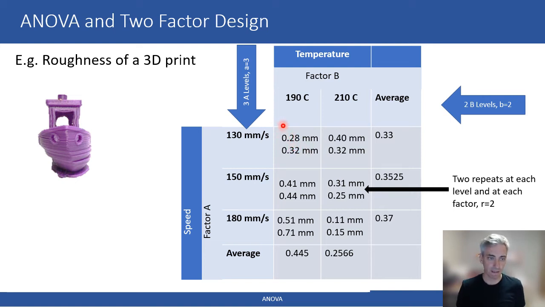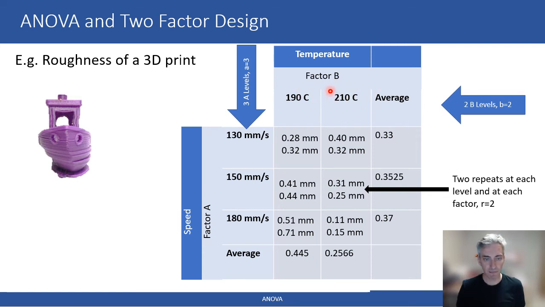And I've labeled here the number of levels in treatment A, or factor A, for speed is 3, because we have 3 different speeds, and the number of levels in factor B is 2, because we have 2 different temperatures. So these numbers are important because they will help define the degrees of freedom.